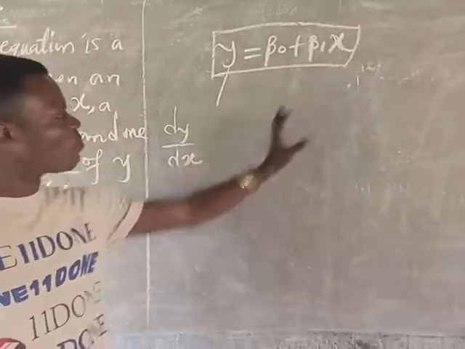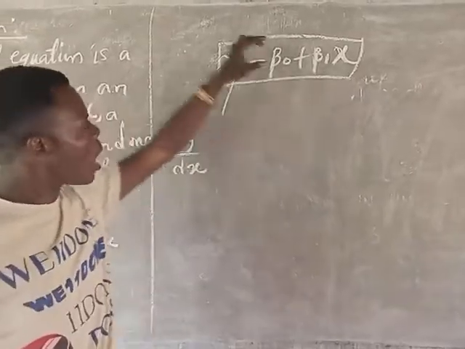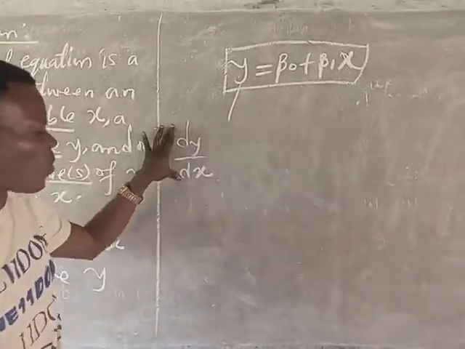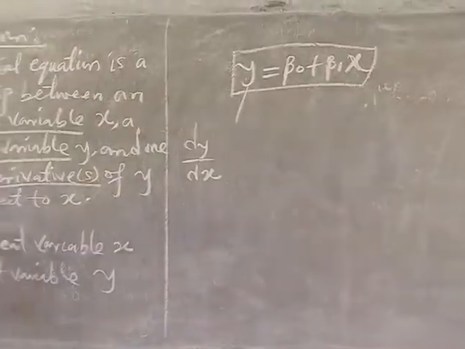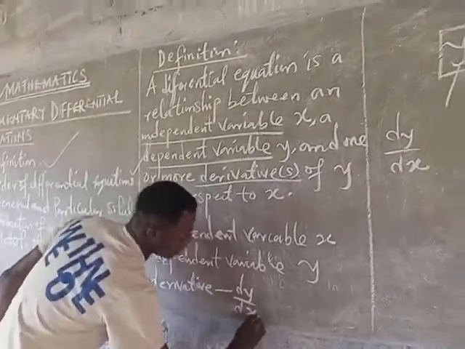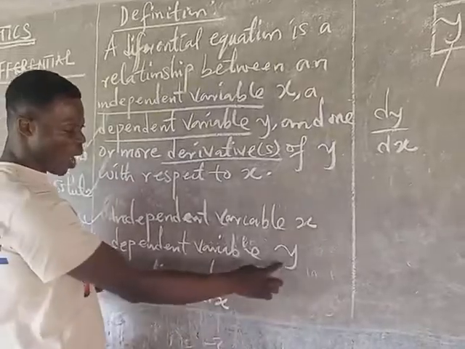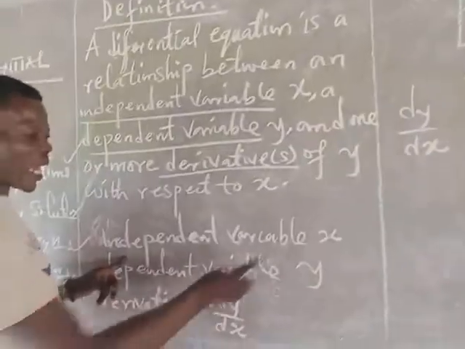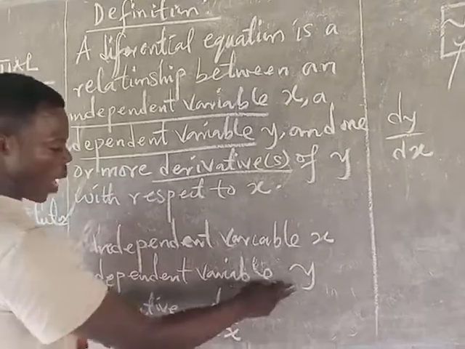That is, when the value of x changes, how will the value of y also change? That is what is referred to as the derivative. So this is the y, the x. That is the derivative of y with respect to x. Then x is independent, that is, x does not depend on y.